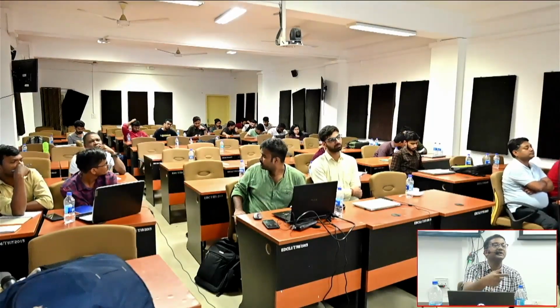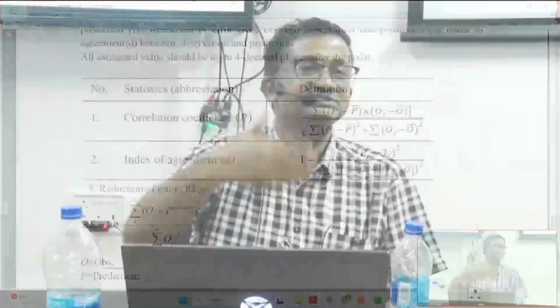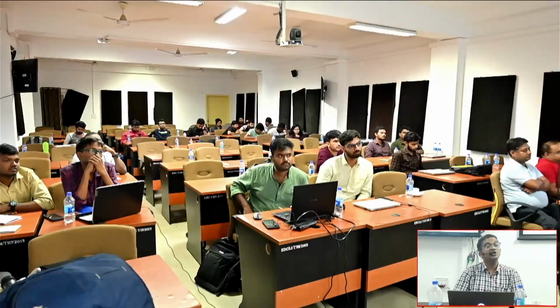No, this Pj is a predicted value. It is a single value. Along the profile, say you have 20 points, against the 20 points you will get this P value at each of the 20 points. So it is the difference between the observed versus prediction at each point. Oj is observed, j is the subscript, and Pj is the predicted.